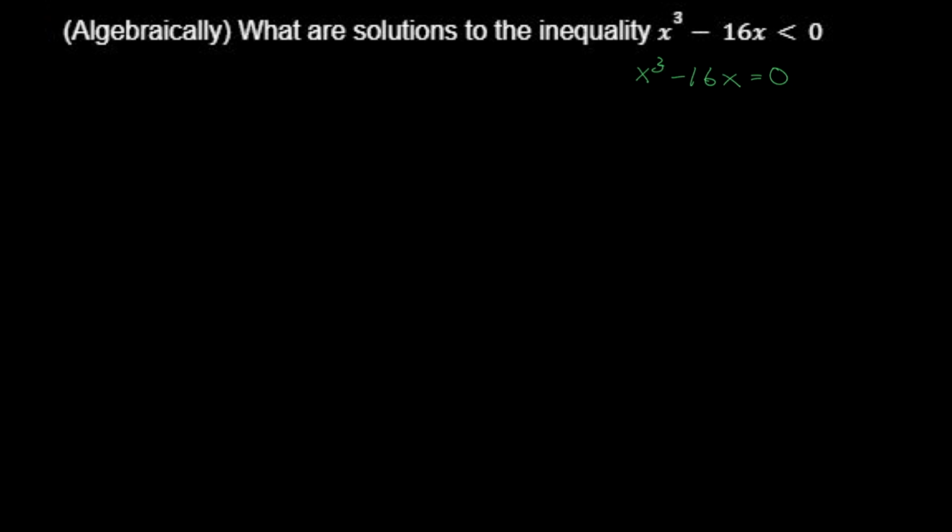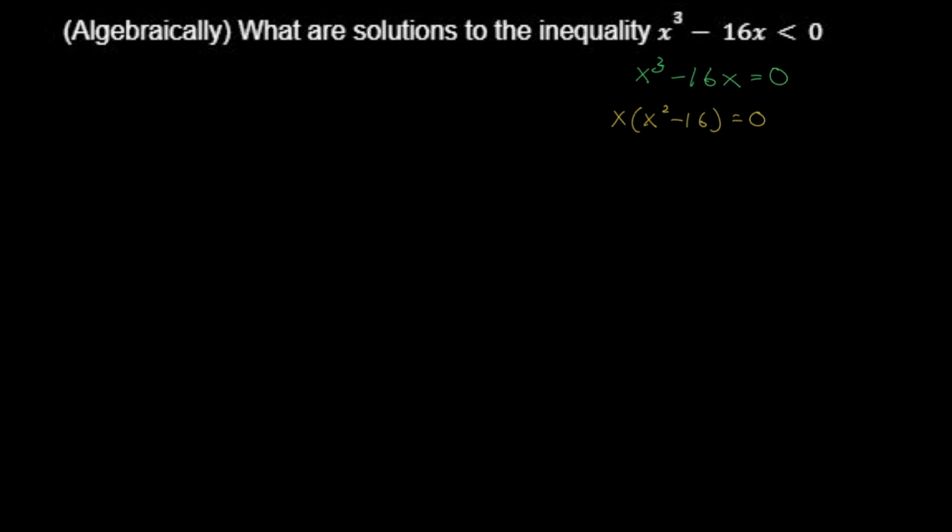I'm going to go ahead and factor this expression. First of all, there's a common monomial in both terms. So I'm going to pull out x, which will give me x squared minus 16. And then x squared minus 16 is a perfect square pattern. It's the difference of squares. It's that a squared minus b squared pattern.